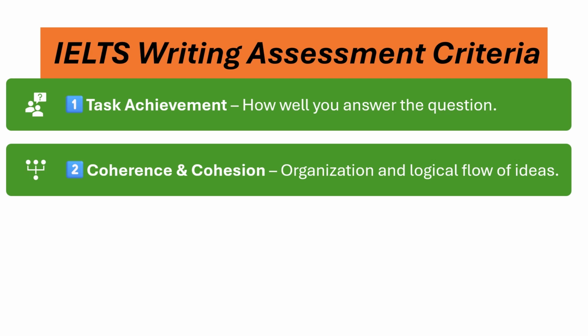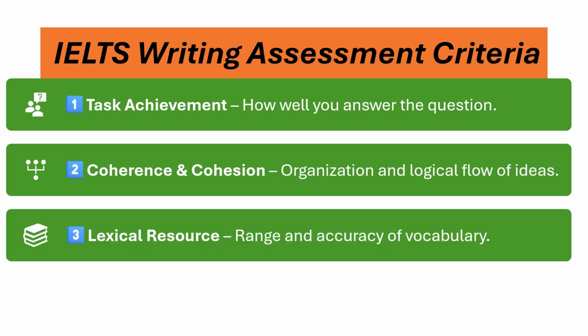The second one is coherence and cohesion. This assesses the organization of your writing. Your ideas should be clear, logically structured, and well connected with appropriate linking words. The third one is lexical resource. This refers to your vocabulary. Using a variety of accurate and appropriate words while avoiding repetition. Correct spelling and academic style are also important.